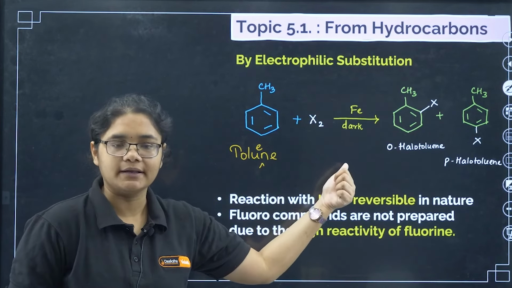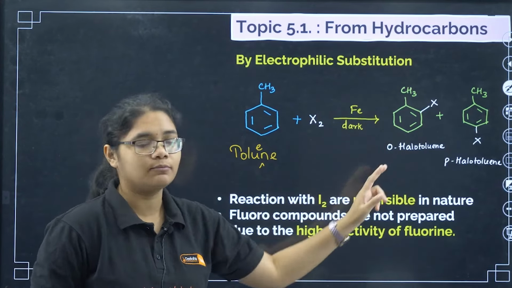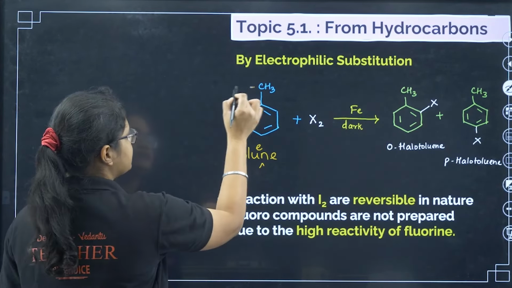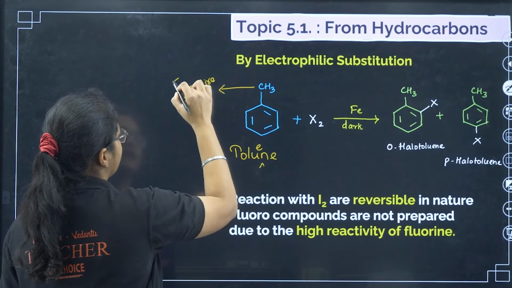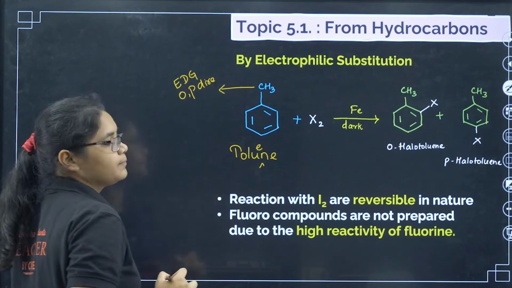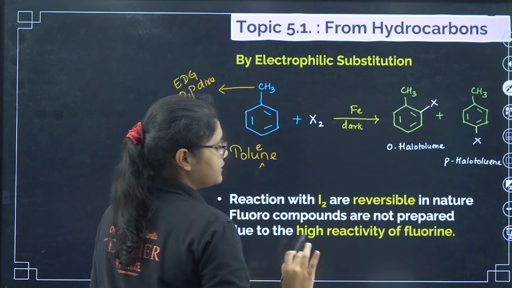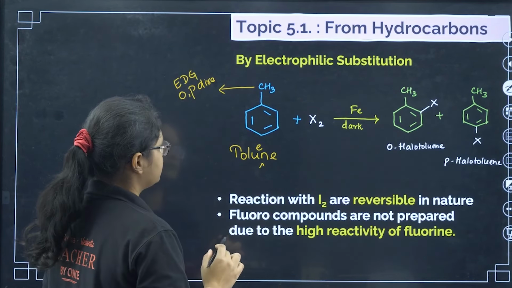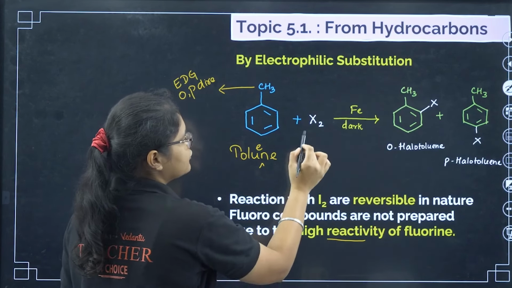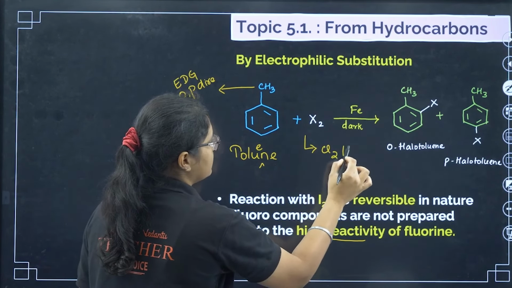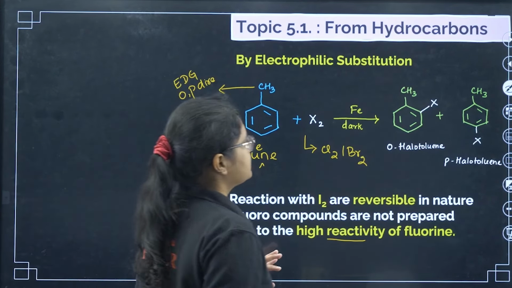With X2 and Fe in dark medium, what will happen? You will get X present at ortho and para positions. Ortho and para both will be forming. The reason here is CH3 is an ortho-para directing group, or it is an electron donating group. The reaction with I2 is reversible in nature, so we don't get iodo compounds. Fluoro compounds are also not formed because F2 is highly reactive. So this X can be chlorine or bromine. Okay, clear? This is electrophilic substitution.